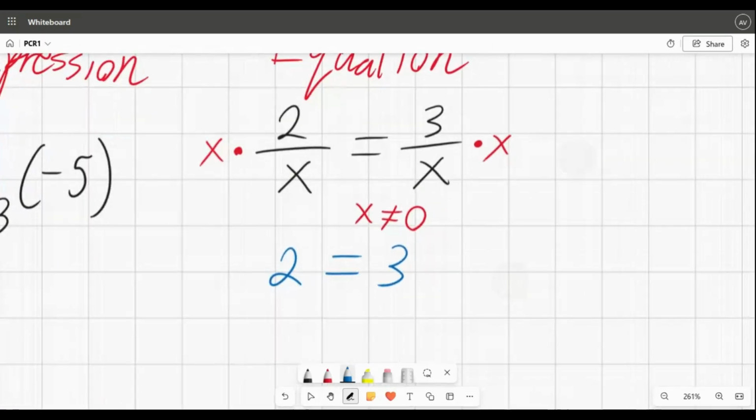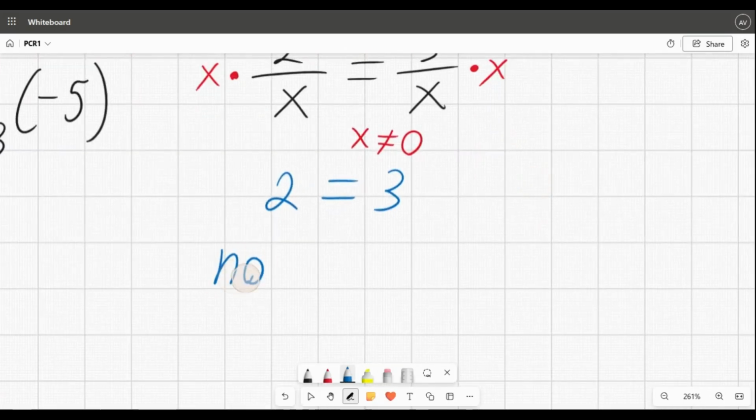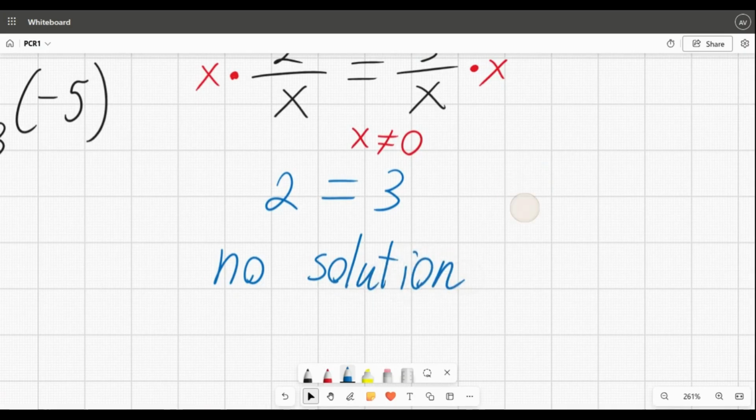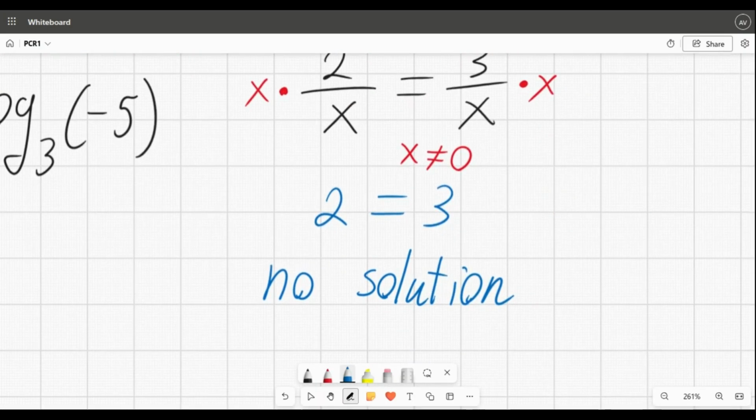So this equation doesn't have a solution. There's no x value that would ever make 2 equal to 3. So we write "no solution," because this is an equation, and we are trying to find a solution, but we found that there are none.